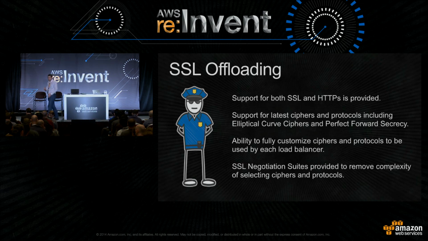So we offer both SSL and HTTPS, as I said earlier. And then, perfect forward secrecy and elliptical curve ciphers. And then we offer full customization of these ciphers. So if you log into the console, I know this is the 400 talk, if you use the command line tool, you can see all of the policies and ciphers that we offer. Our documentation documents them very well as well.